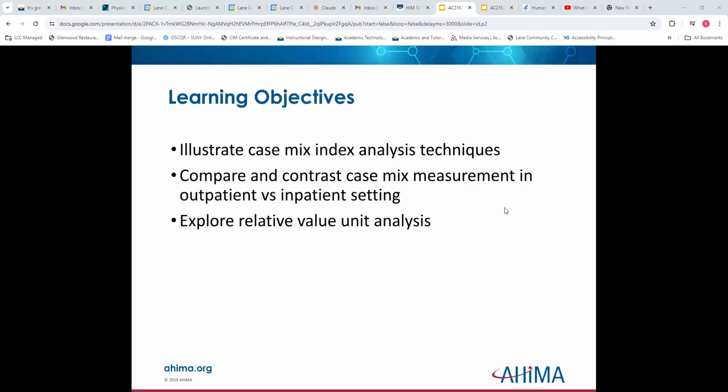So again, as discussed, we'll talk about case mix index. We'll analyze this. We'll compare and contrast case mix measurement in both inpatient and outpatient settings. And then we'll talk about a topic that may not be totally new to you, relative value unit analysis.